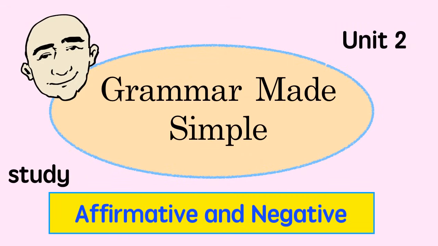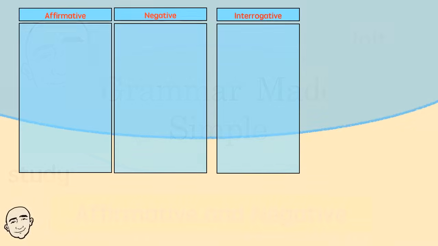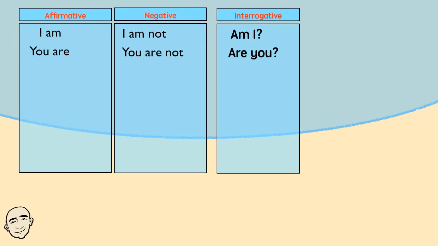Grammar Made Simple, Unit 2, Affirmative and Negative. Affirmative, I am. Negative, I am not. Interrogative, am I? You are. You are not. Are you? He is. He is not.